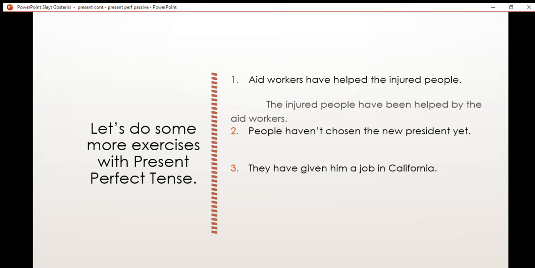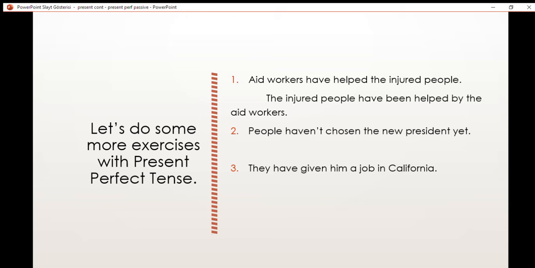Let's see. Aid workers have helped the injured people. The injured people have been helped by the aid workers. Aid means help. People haven't chosen the new president yet. The new president hasn't been chosen yet.